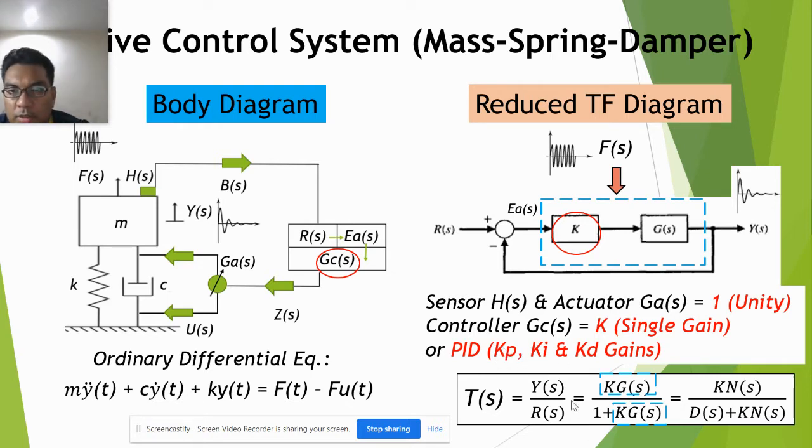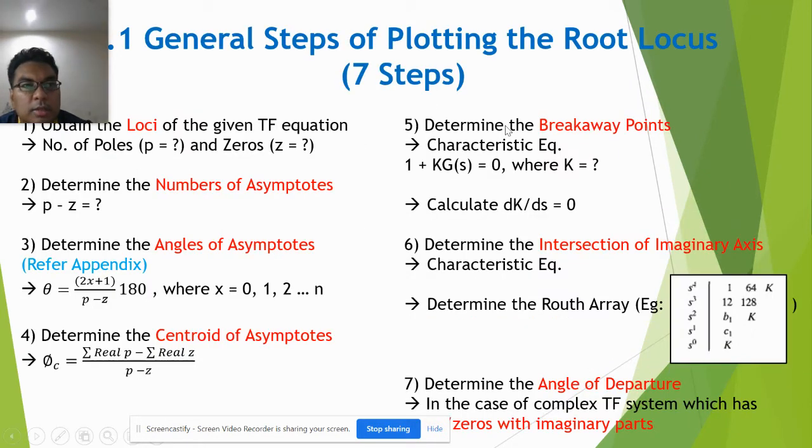So this is the transfer function, and you should already know how to derive it from this diagram. This is the K gain that we can tune to get a different root locus plot for the active control system.